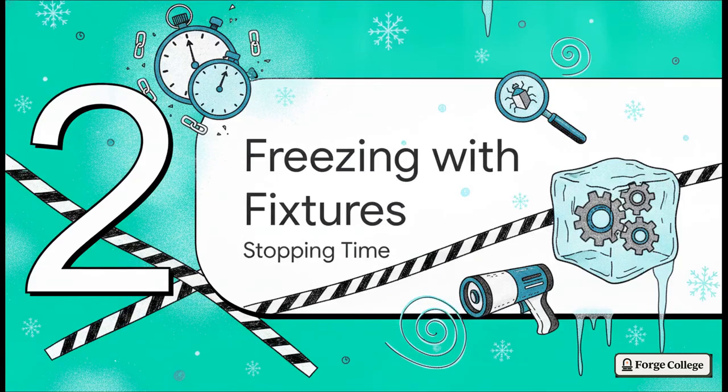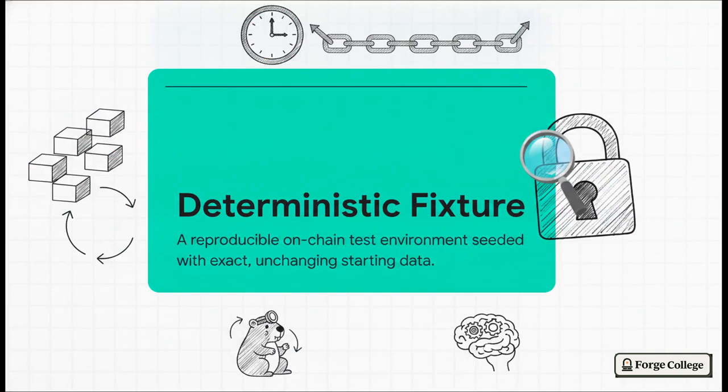Moving on to Section 2, freezing time with fixtures. To actually catch a bug that only appears under highly specific, bizarre mathematical conditions, we have to freeze the crime scene. We do this using a deterministic fixture. Basically, this is a reproducible on-chain test environment seeded with exact, completely unchanging starting data. We're talking fixed block timestamps, deterministic key pairs generated from static seeds, and exact starting balances. By using a deterministic fixture, we literally trap our bug in a time loop. It's like Groundhog Day for your code.